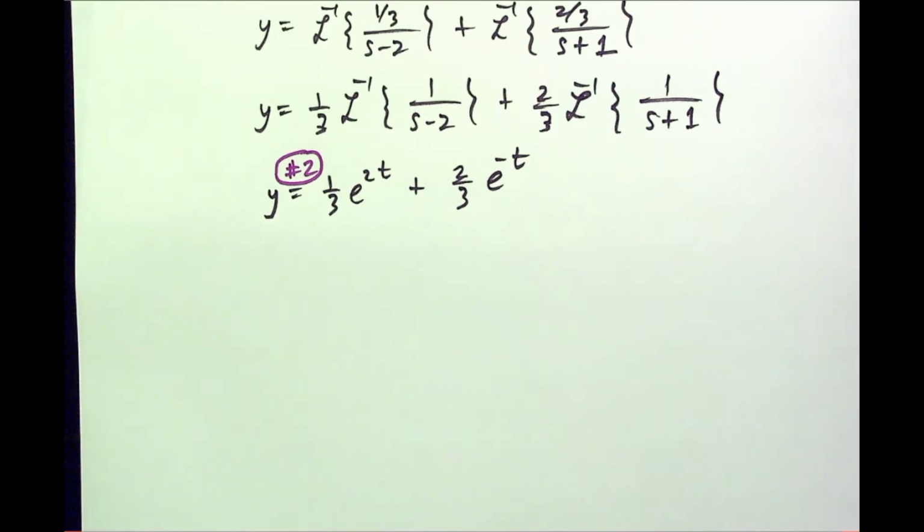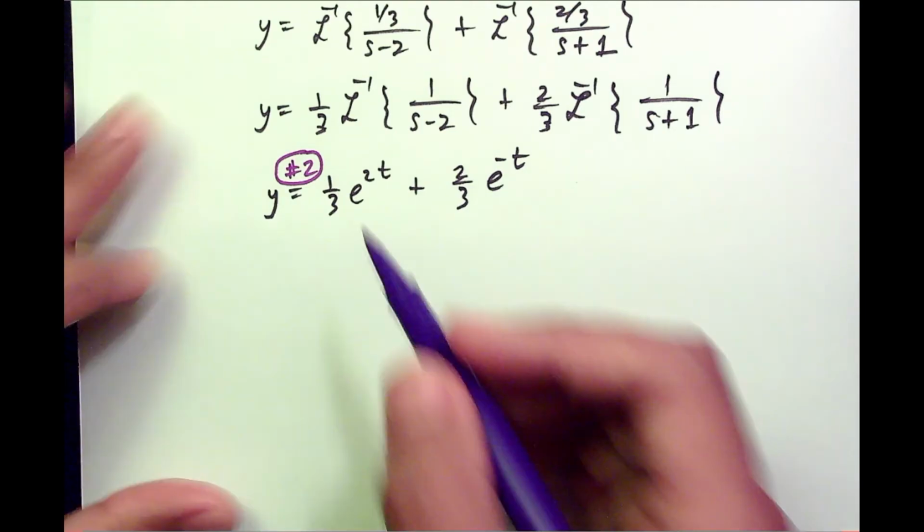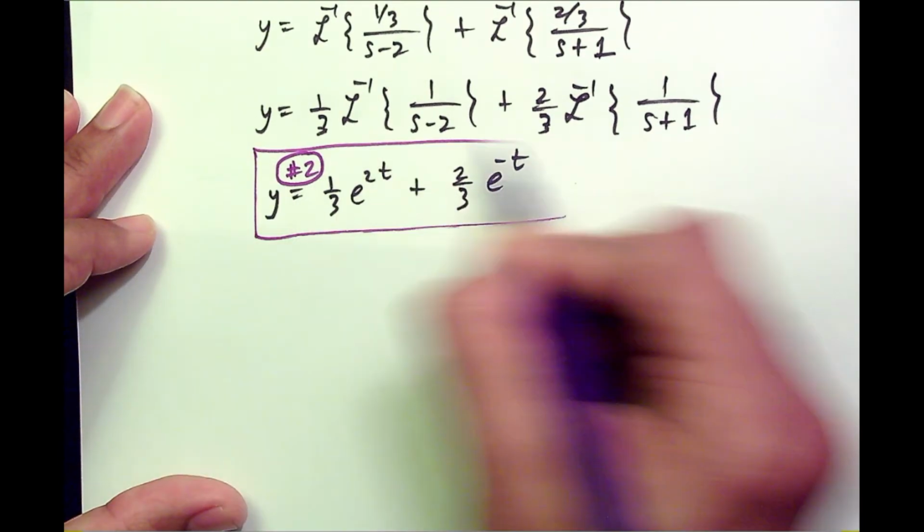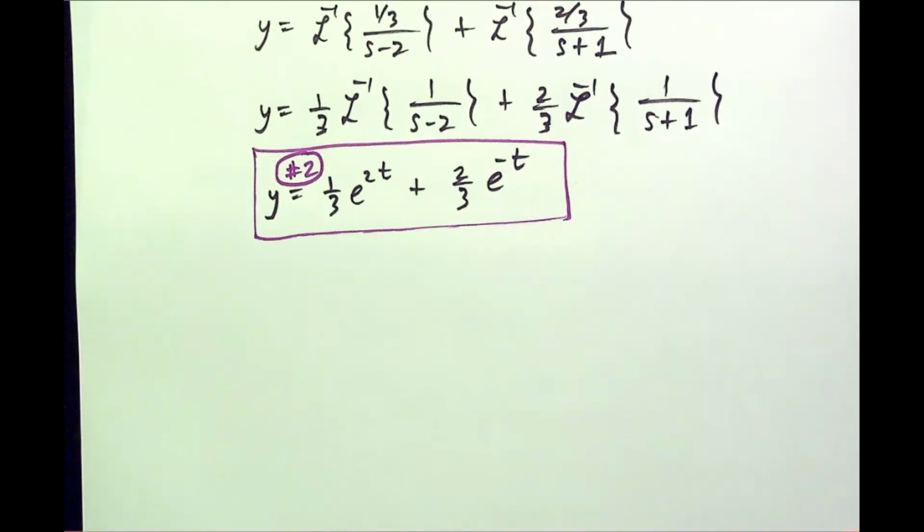Okay, and that is the solution. We're done. y equals 1/3 e to the 2t plus 2/3 e to the -t.